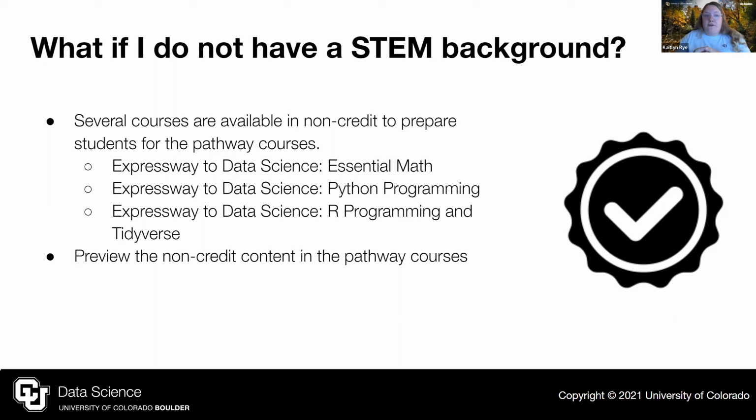Whether you have very limited exposure to programming and some of those math topics, or you're at an intermediate level but want to brush up on some skills before jumping right into a graduate degree, we've developed 3 specializations designed to prepare you to enter the pathway courses and earn performance-based admission into the degree. We have an essential math specialization, a Python programming specialization, and an R programming and tidyverse specialization. In just a little bit, we'll hear from the instructors of those courses about what that content will look like. Those are a really great place to start.